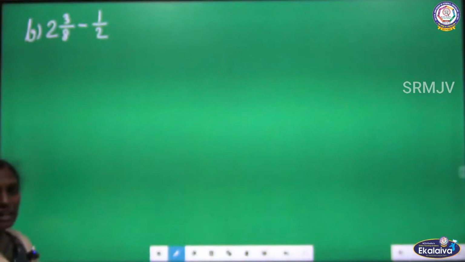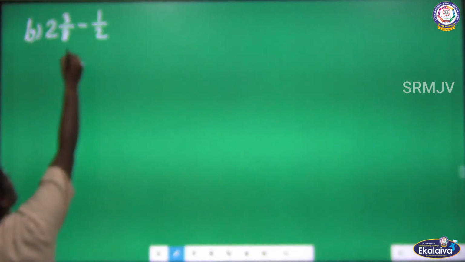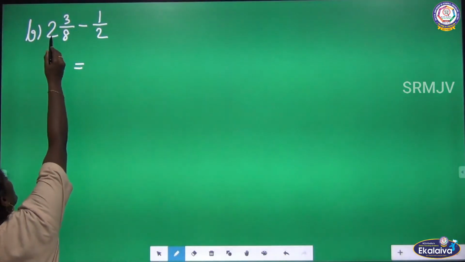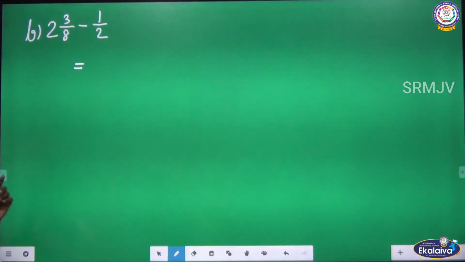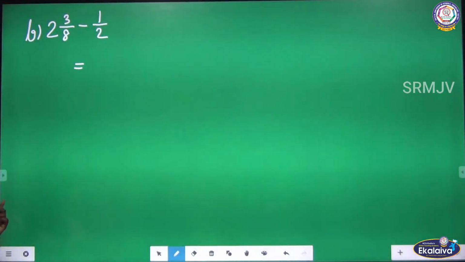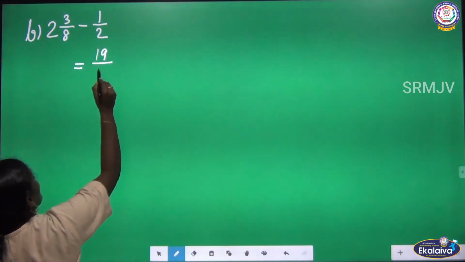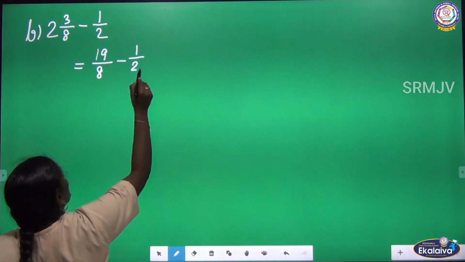The next question, 2 3/8 minus 1/2. The first step, we have to convert the mixed fraction to an improper fraction. So, we have to multiply the denominator and the whole number part. Then we have to add the numerator. Here 2 8s are 16. 16 plus 3, 19. 19/8 minus the second fraction, 1/2.